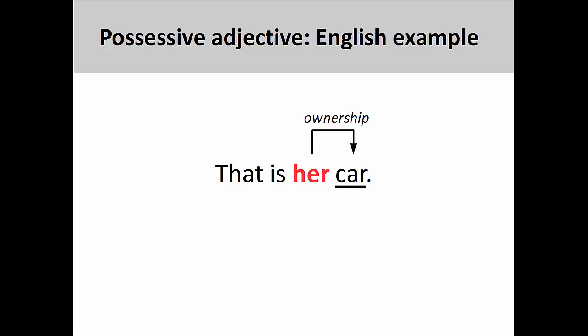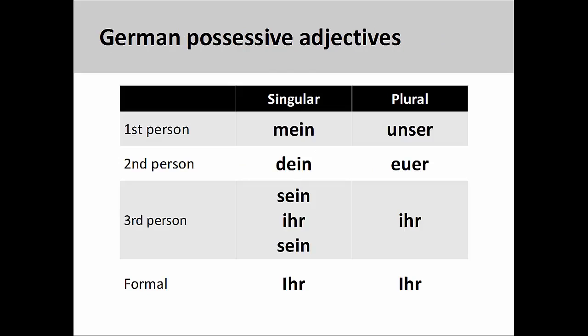German possessive adjectives function in much the same way, although with important differences we need to be aware of. Let's take a look at them now. Like English, possessive adjectives in German are organized by number, person, and gender. Mein, first-person singular. Dein, second-person singular. Sein, masculine third-person singular. Ihr, feminine third-person singular. Sein, neuter third-person singular. Unser, first-person plural. Euer, second-person plural. Ihr, third-person plural.